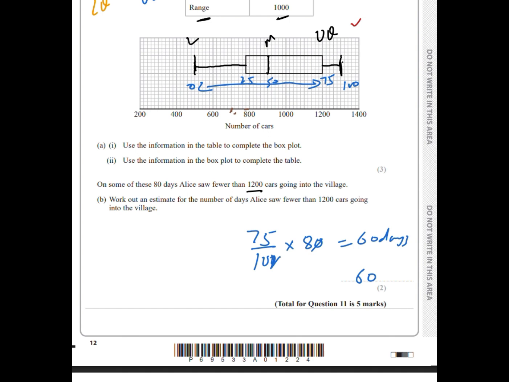Now, what's the key to remember? That upper quartile is 1200. So up to upper quartile, it's 75% of the days. Okay? That's how you're going to remember that. I hope it's clear. If it's not, let me know in the comments.